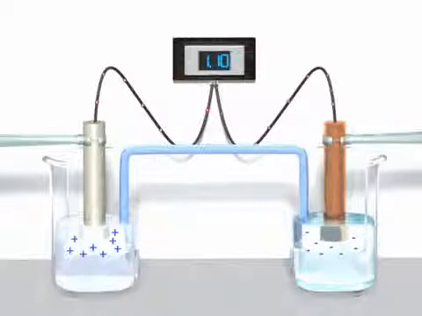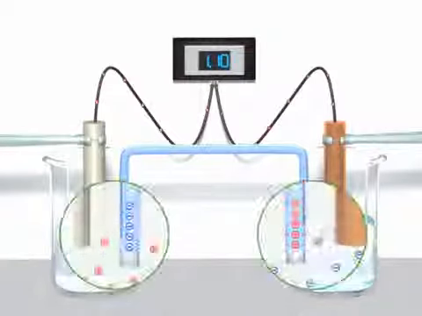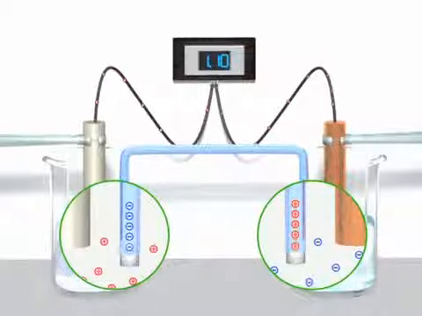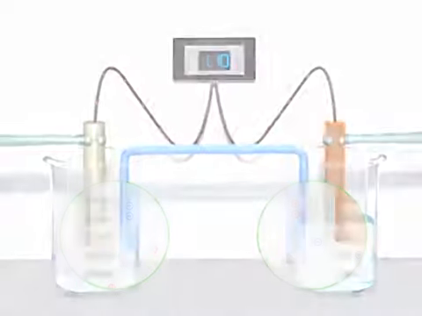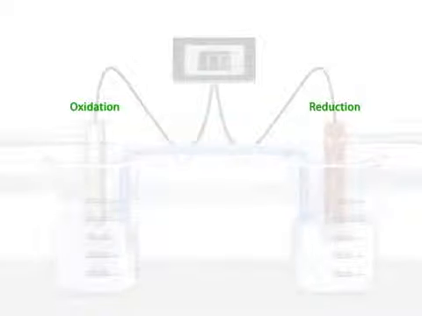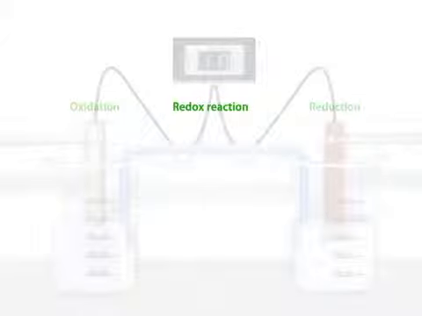The salt bridge contains positively and negatively charged ions. The diaphragm allows the exchange of ions, which neutralizes the charge in both solutions. Since these reactions involve oxidation, here in the half cell with zinc sulfate, and reduction, here in the half cell with cupric sulfate, this type of chemical reaction is called redox reaction.